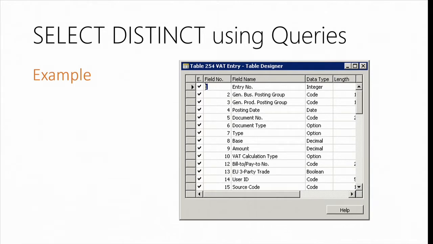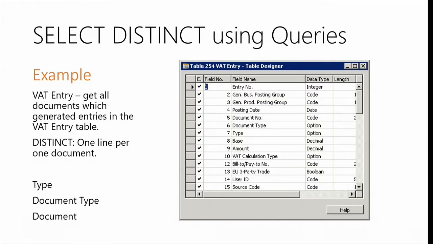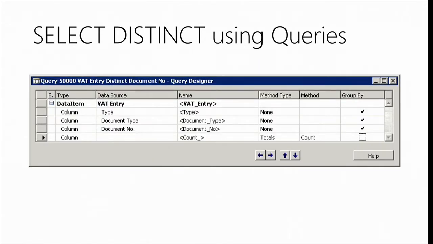The majority of the audience here are from Europe, so you know we have this VAT thingy here in Europe. The majority of our documents will set a footprint in here. Some will set even more if there are more VAT types on a document. And then if you want to have a select distinct in this table based on document number, one line per document number, you can configure that by using type, document type, and document number. And a simple query will look like this.